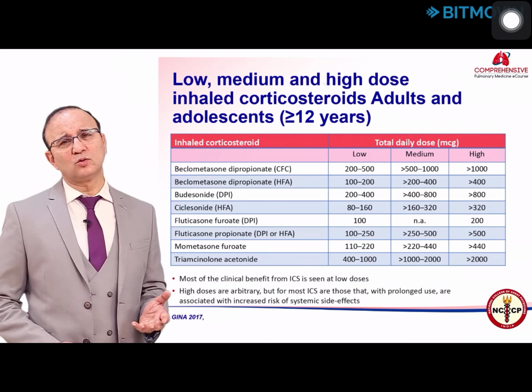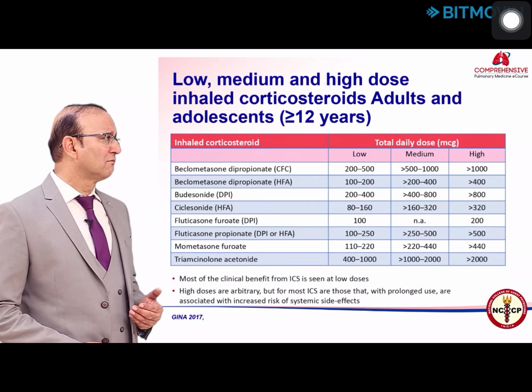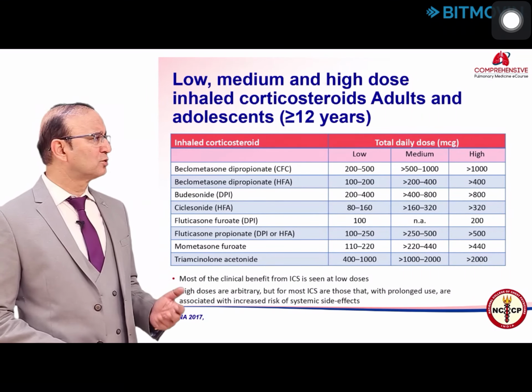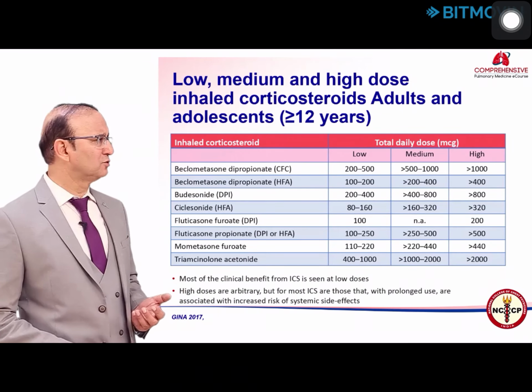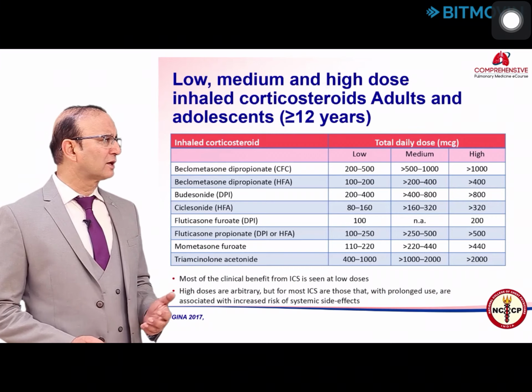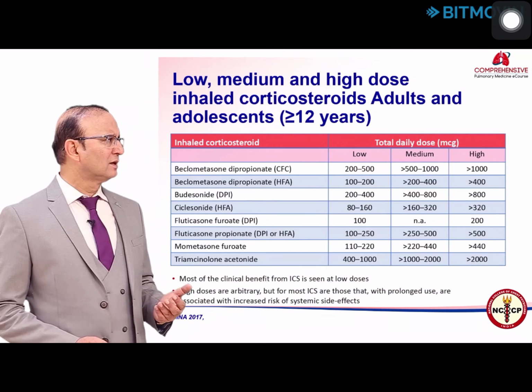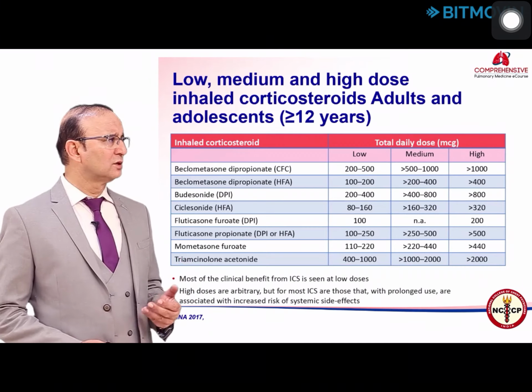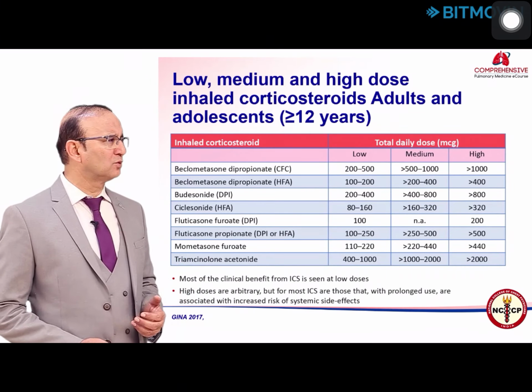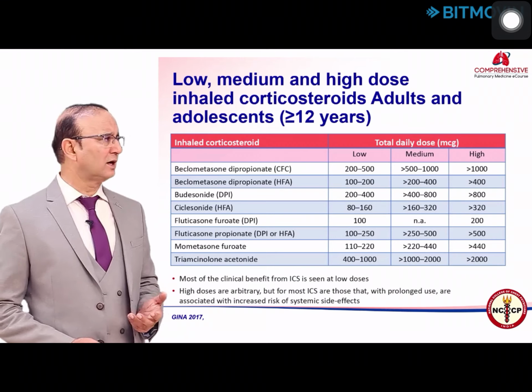Then what is a low dose, medium dose and a high dose? Beclomethasone and budesonide and fluticasone. These are the 3 common combinations we use very often. For beclomethasone dipropionate, 100 to 200 is a low dose, 200 to 400 is a medium dose, and more than 400 is a high dose.